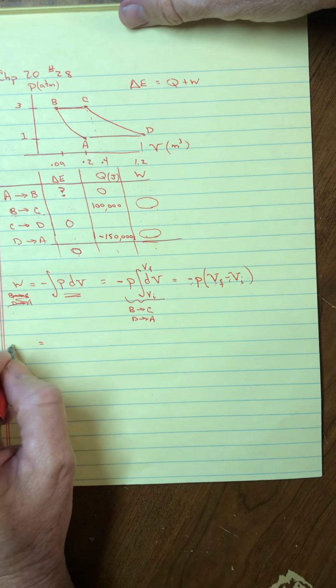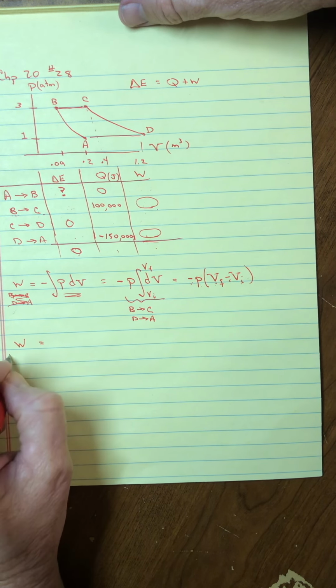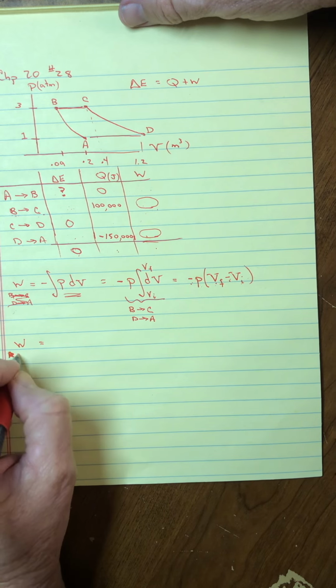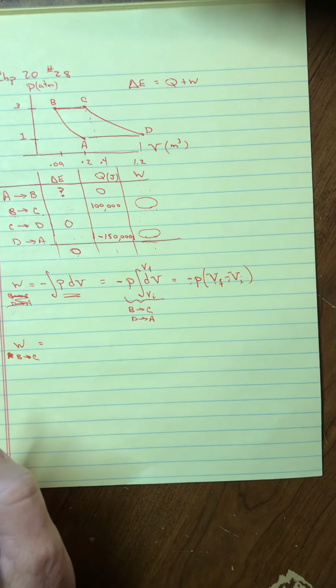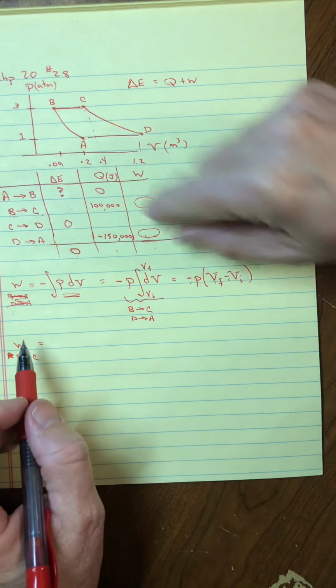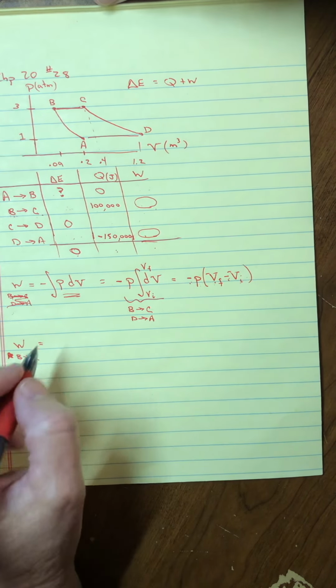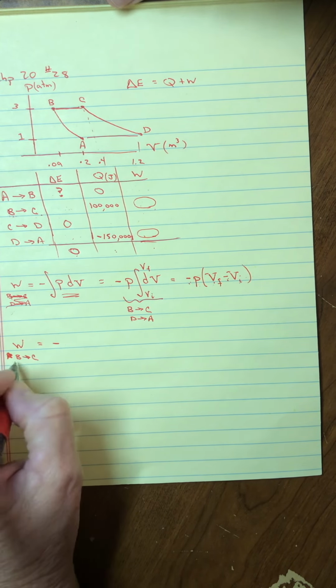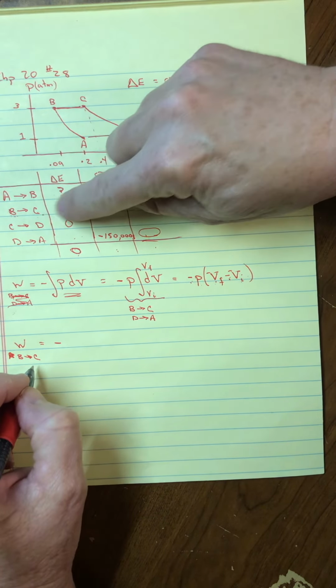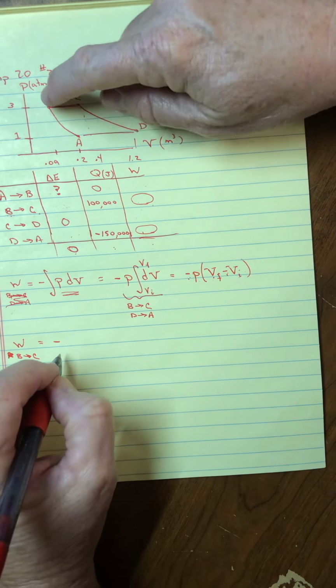And so one of the keys here in thermodynamics is really to keep track of when things are positive and when they are negative, and how that can be really helpful. All right, so let's calculate this number here, the work from B to C. So the work from B to C would be minus the pressure from B to C. And B to C is right here, 3 atmospheres.